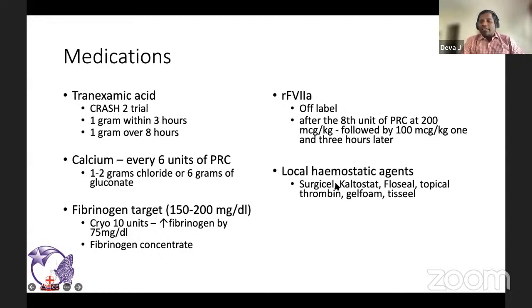Also, the local hemostatic agents. I mean, you're all anesthetists. You all know about these things: Surgicel, Calostat, FloSeal, topical thrombin, Gelfoam, Tisseel. They're all local hemostatic agents which the surgeons use routinely in your theaters. They can be used on open wounds to reduce bleeding from the wounds. So that's about medications.